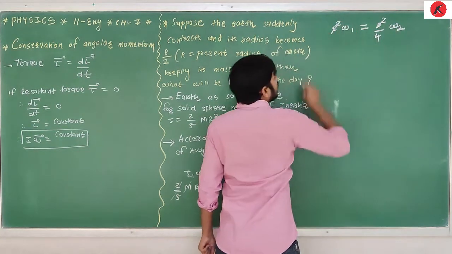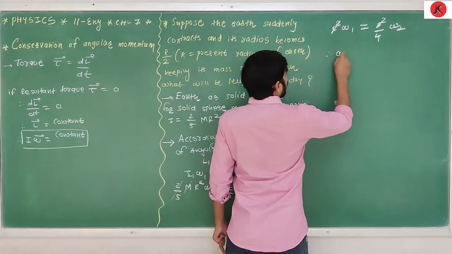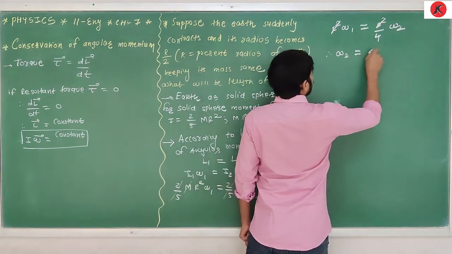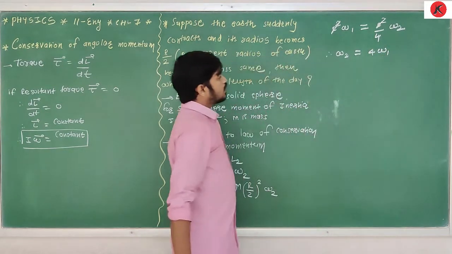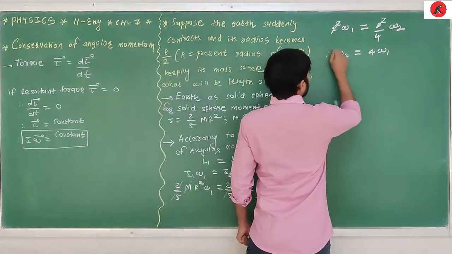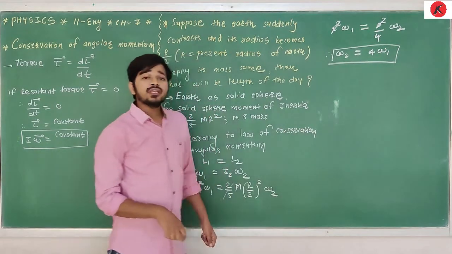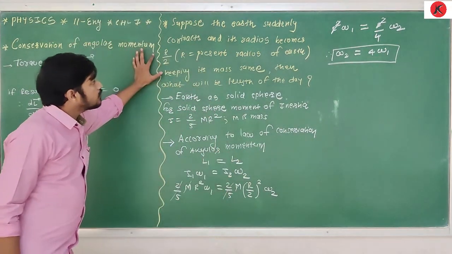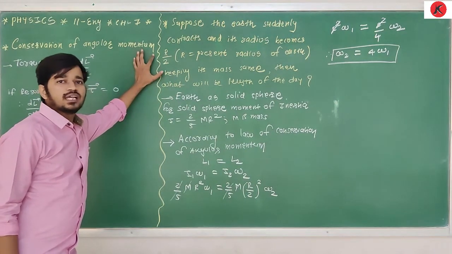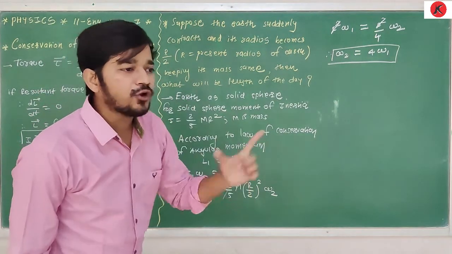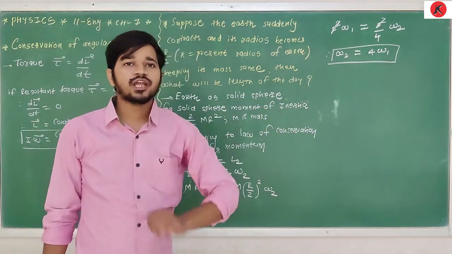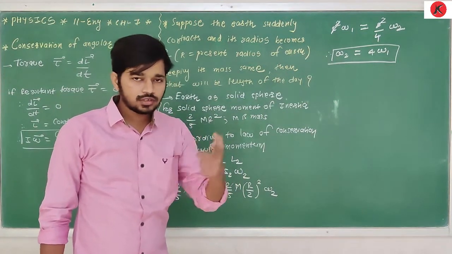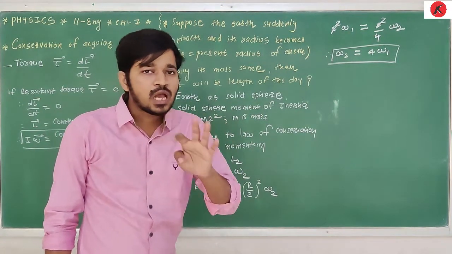R² cancels. Therefore, omega 2 is equal to 4 omega 1. It means if the radius of the earth becomes r/2, the speed of rotation of the earth becomes 4 times.